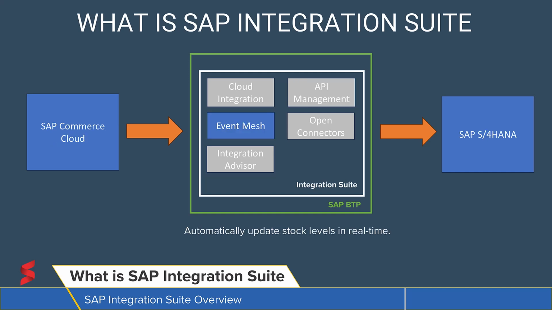Let's say you run an e-commerce platform using SAP Commerce Cloud, and you want to manage inventory through SAP S/4HANA. And what you want to do is automatically update stock levels in real time. You want to send notifications to customers about their order status like processed, shipped, delivery. You want to trigger restocking when inventory runs low. So how does SAP Event Mesh solve this problem? Basically SAP Event Mesh is an event trigger.